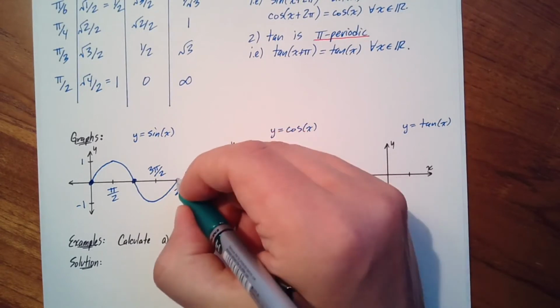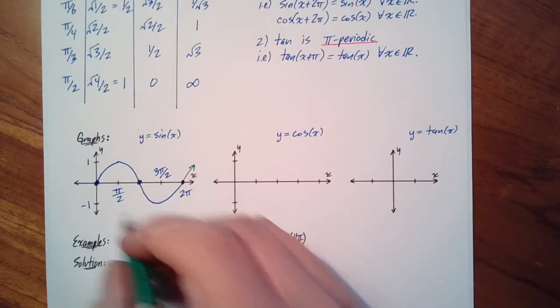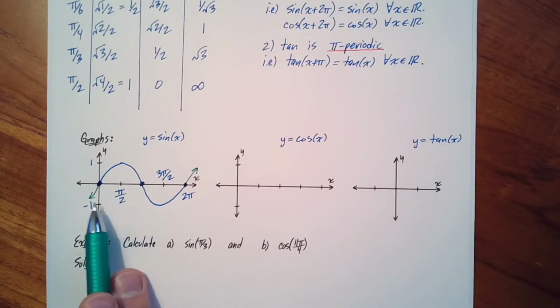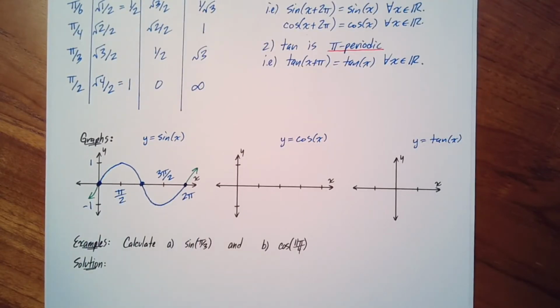So I'll just emphasize that in green. I'll just draw the repetitive part in green. But as long as you understand the fundamental behavior of sine between 0 and 2 pi, just know that it repeats beyond that, and you have everything else you need.